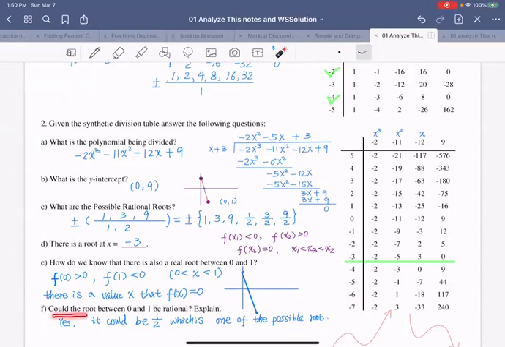And the question here is asking you, could the root between 0 and 1 be rational? You already confirmed from here to here there is a root. Now you need to check if this root is rational or irrational. So this is the time to check your PRR.